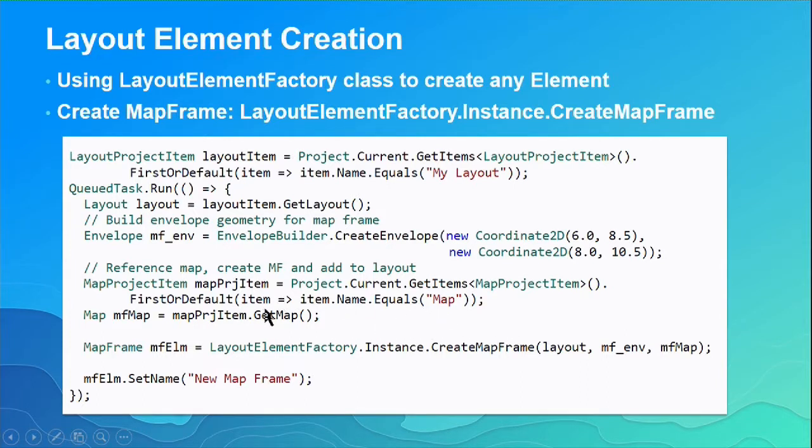So I have to get a handle to the actual map that I want to display in my map frame, and then I call the CreateMapFrame method, passing in the layout in which I want to create it. I pass in the envelope for the position of the map frame, and then the handle to the actual map. So the resulting element is a map frame element that then is added to the collection of elements in my layout.